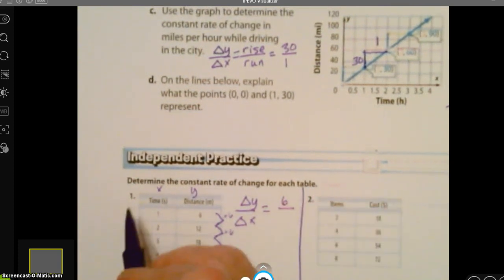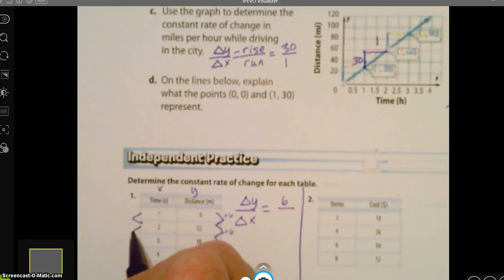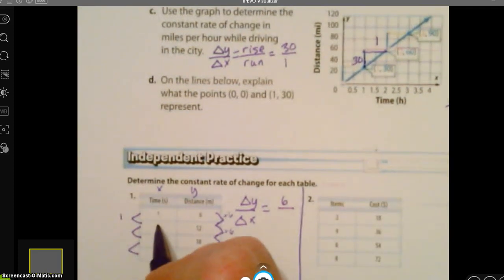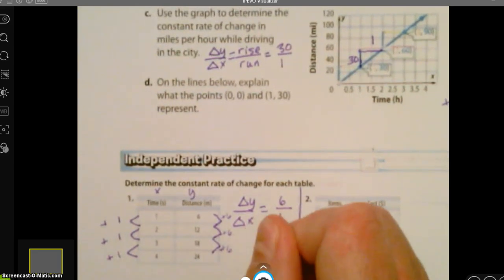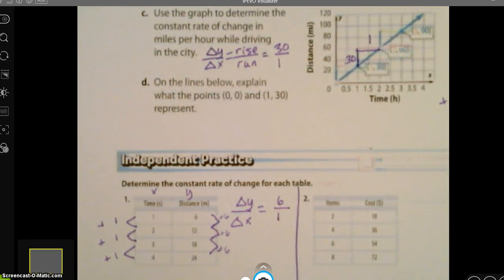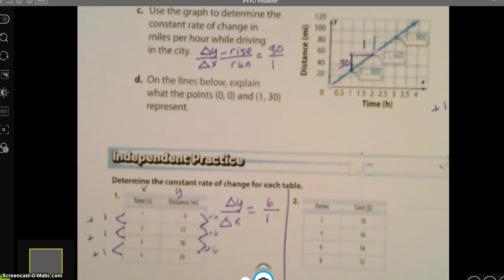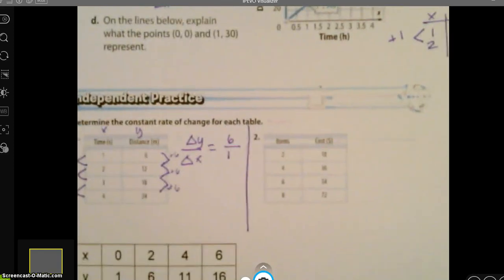Okay, now for my times over here. 1, plus 1. So 1 plus 1, 2. 2 plus 1, 3. Plus 1, 4. So 6 over 1. That is my constant rate of change. And that's it. This will not simplify. You can put 6, but right now let's keep it as 6 over 1.